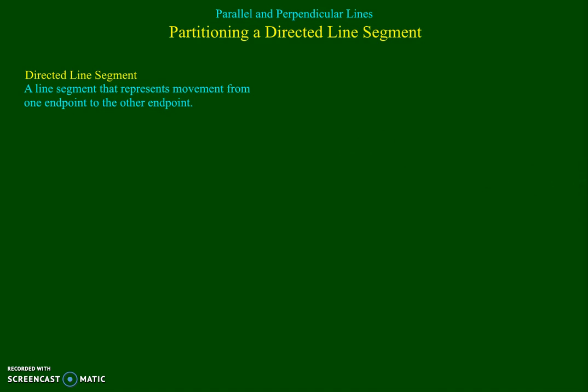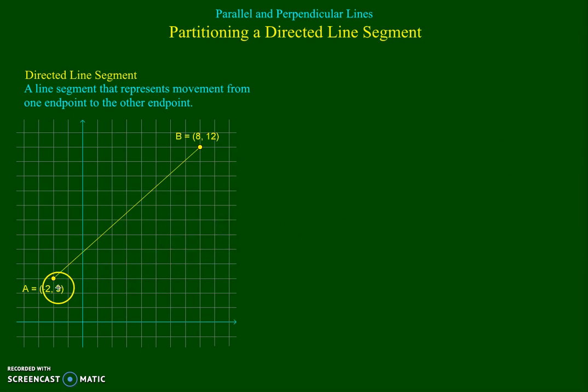All right, let's take a look at a specific directed line segment. Here we have directed line segment AB. We're moving from point A to point B. And let's say that we want to partition this line segment. So here's our question. We want to find a point P that partitions directed line segment AB in the ratio 3 to 2. That is, there's going to be some point P along this segment that breaks this into 3 parts on this side of point P and 2 parts after point B as we move from A to B.